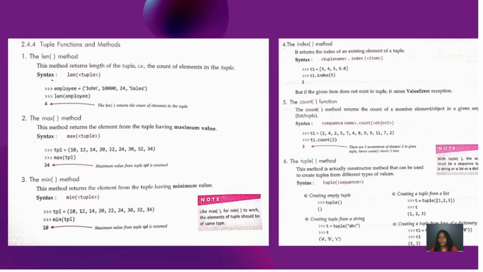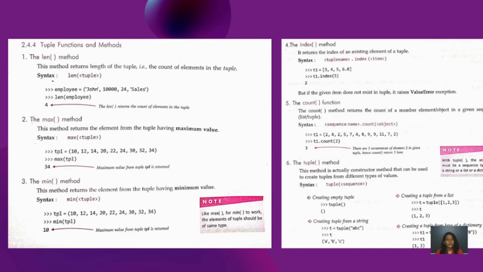Tuple functions and methods. We have the length function that indicates how many elements are present inside a tuple. The max function will return the element from the tuple having the maximum value. In the example, if you can see, TP1 has 10, 12, 14 and so on. So the maximum value in this tuple is 34. So when you print max of TP1, we get 34 as output. The same goes for the minimum. It iterates through the tuple and checks whichever number is minimum in value, it prints that number.